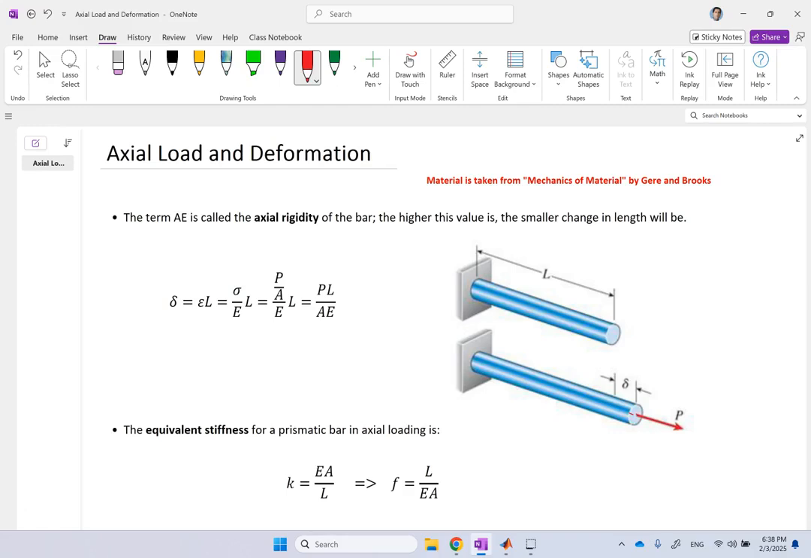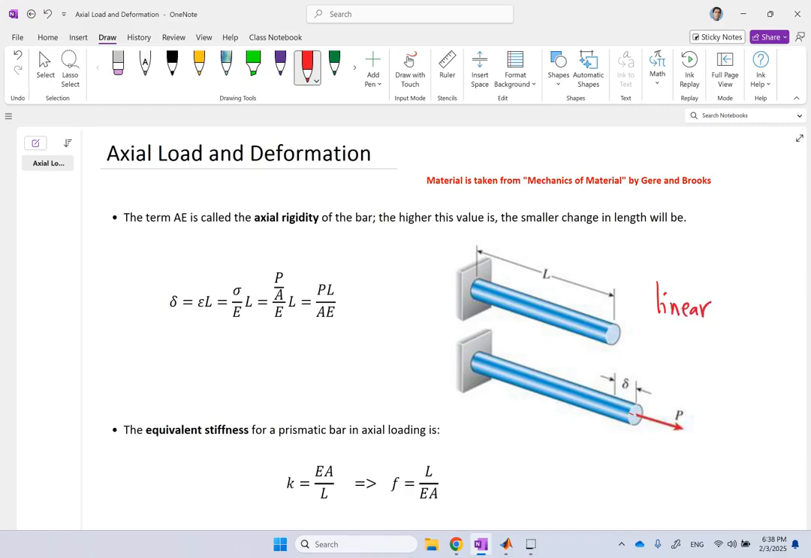So we want to find a formula for delta, and we want to look at some problems where the properties of the material or geometry can change along the way, and look at a problem where the bar is statically indeterminate. So first thing is, how much is the change in the length? And here we assume that everything is happening in the linear region.